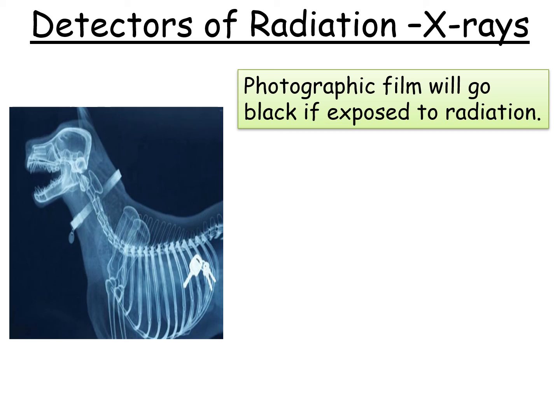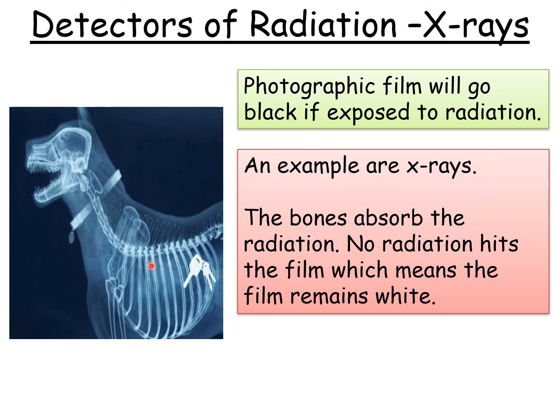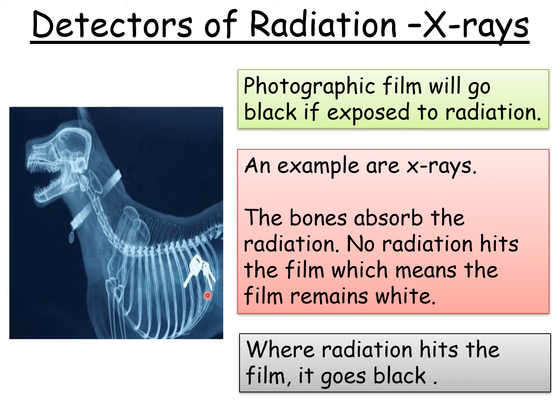Okay, so detectors of radiation. X-rays use photographic film. It'll go black if you're exposed. So in this X-ray here, the white bits are the bits where the radiation's been blocked so it doesn't hit the photographic film. The bones absorb the radiation, no radiation hits the film, which means the film remains white. Where radiation hits the film, it goes black.